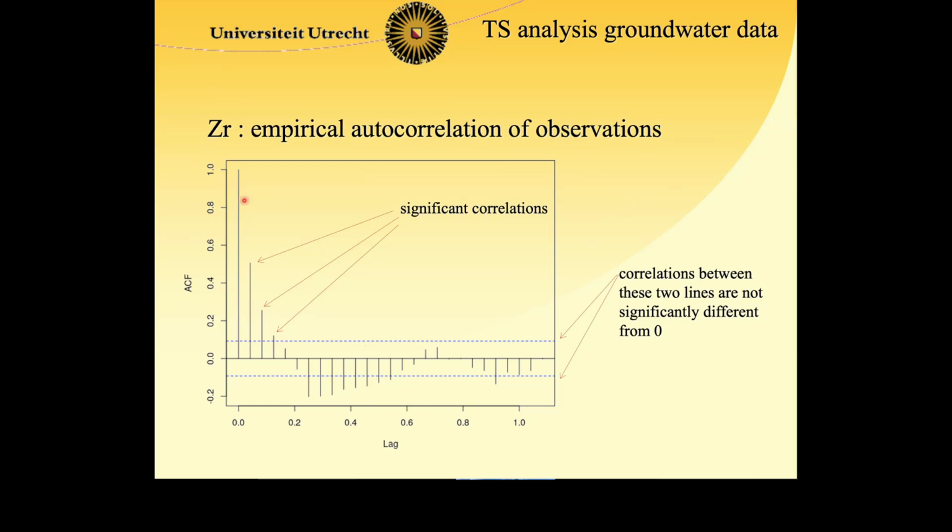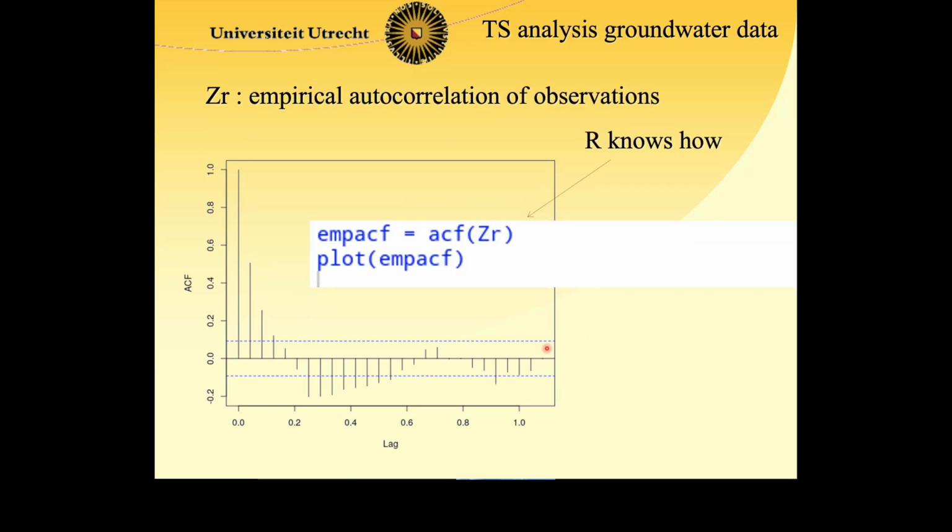But in practice, you would say, okay, these are significant correlations, 1, 2, 3, these 3. So the correlation length would be 0.2 years, something like that. That would be the correlation length here. Now again, this can be done in R, for instance, by the ACF command that calculates the autocorrelation function of the residual. We make a new variable from that, and we can plot that as well.